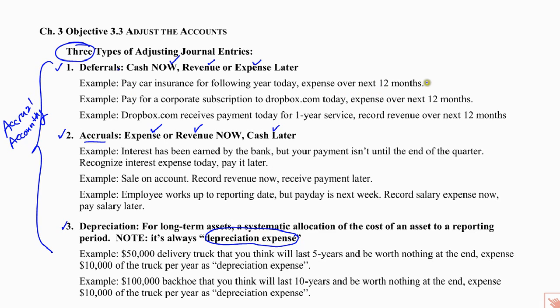Let's look at some examples for deferrals. You pay your car insurance, or a corporation does. They pay it for a year. They're going to expense it over the next 12 months. They pay for a subscription to Dropbox.com today. They expense it over the next 12 months. So it doesn't get expensed on the day it's paid. It gets adjusted at the financial reporting period date, and all or part of it may be expensed at that time.